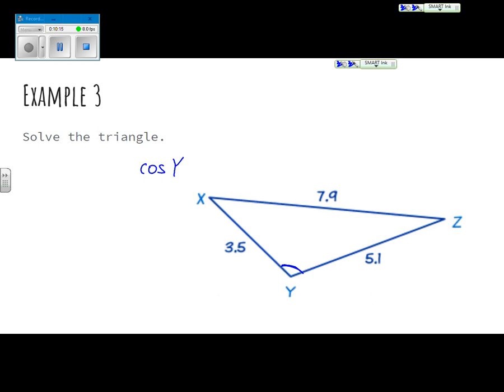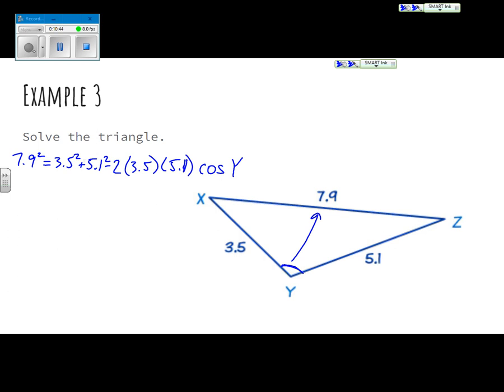And so what goes first, just 7.9 squared, is going to be over here in the position in front of the equal sign. My other two legs go on what I call the business side. I'm going to have to move over mine. Cosine of y, right there is good. 2 times 3.5 times 5.1.